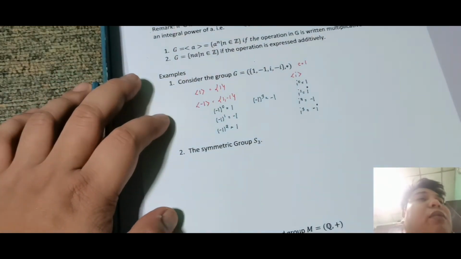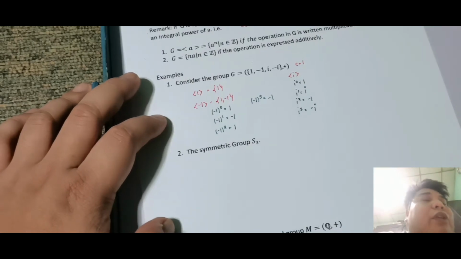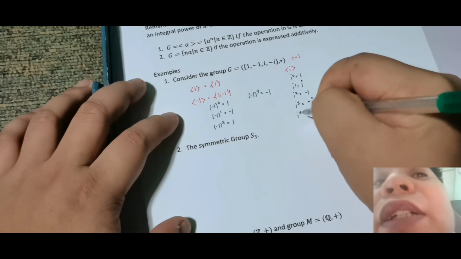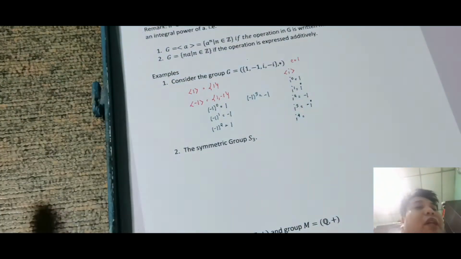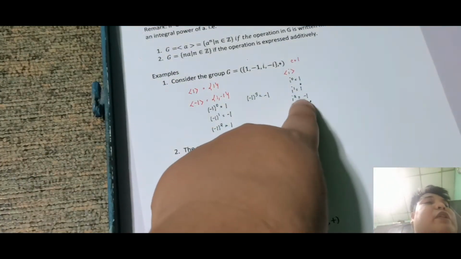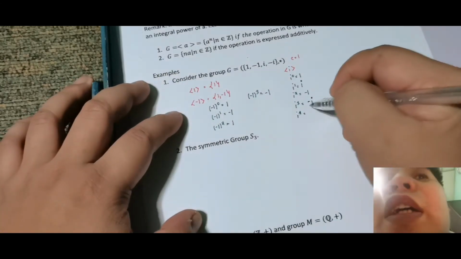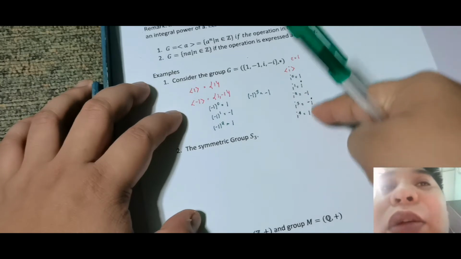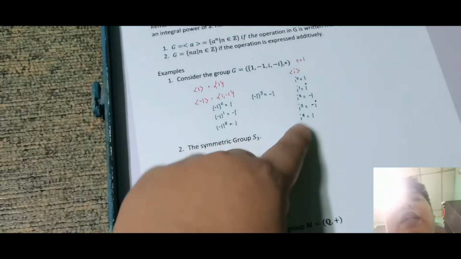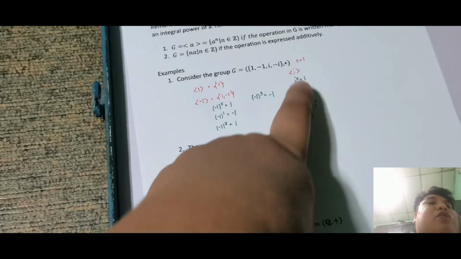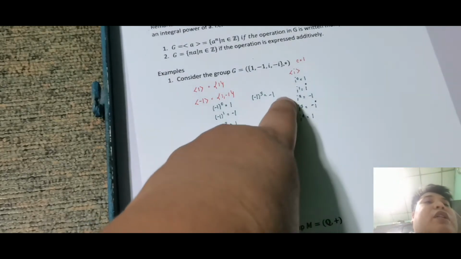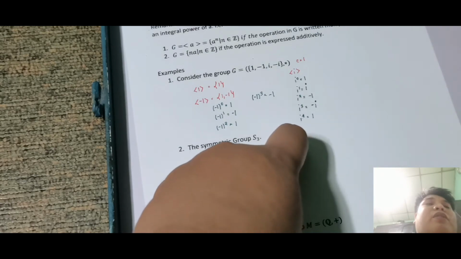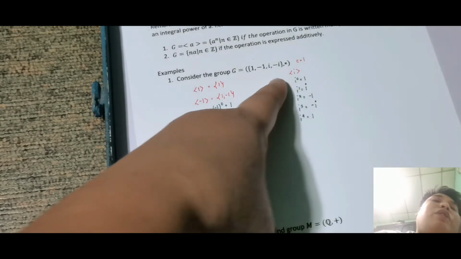Pero tuloy pa natin para masabi na tama yung sinasabi ni Sir. Check natin yung i raised to 4. i raised to 4 is i squared times i squared, which is negative 1 times negative 1, which is 1. Kung napansin mo, 1, i, negative 1, negative i, 1. Bumalik na. Yung susunod niyan, i raised to 5, kahit anong gawin mong check, sure ako i yun. Yung i raised to 6, that is negative 1.